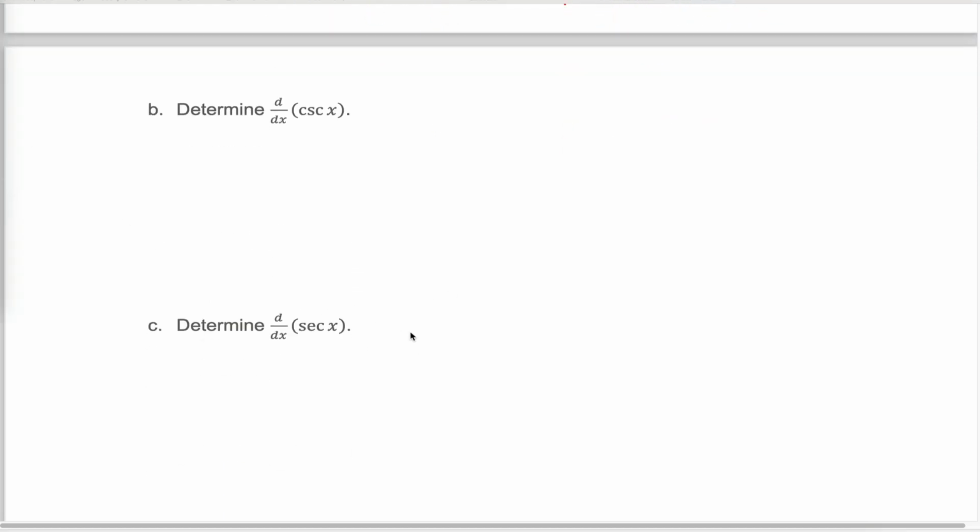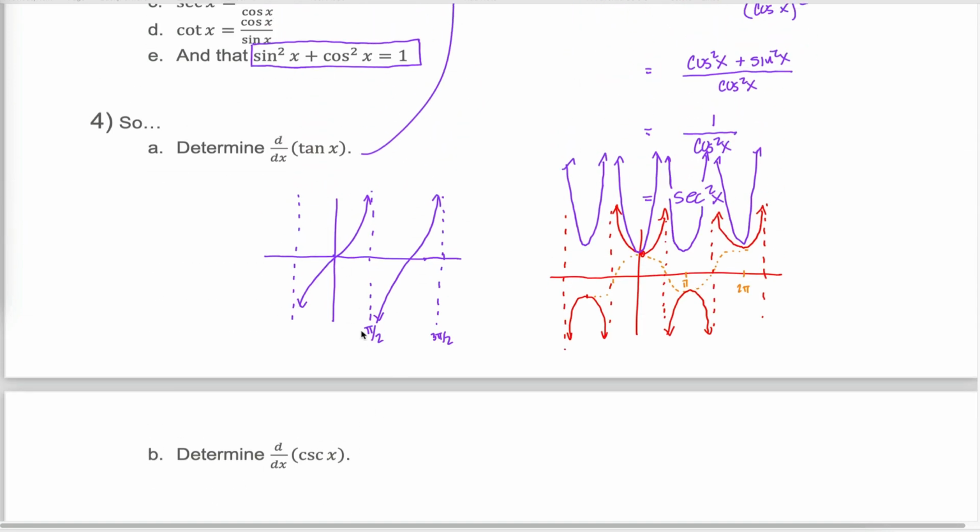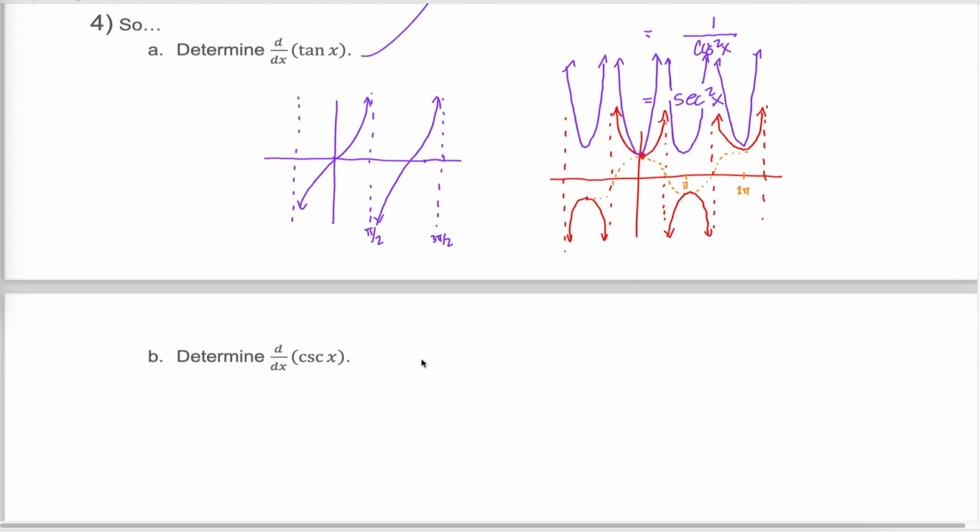If I remember right, the homework asks you to do this exact same thing. So I don't need to do all 4 for you. But I think if I show you cosecant and you've already seen tangent, you'll have all the techniques necessary to do it on your own. You're trying to figure out the derivative of cosecant.